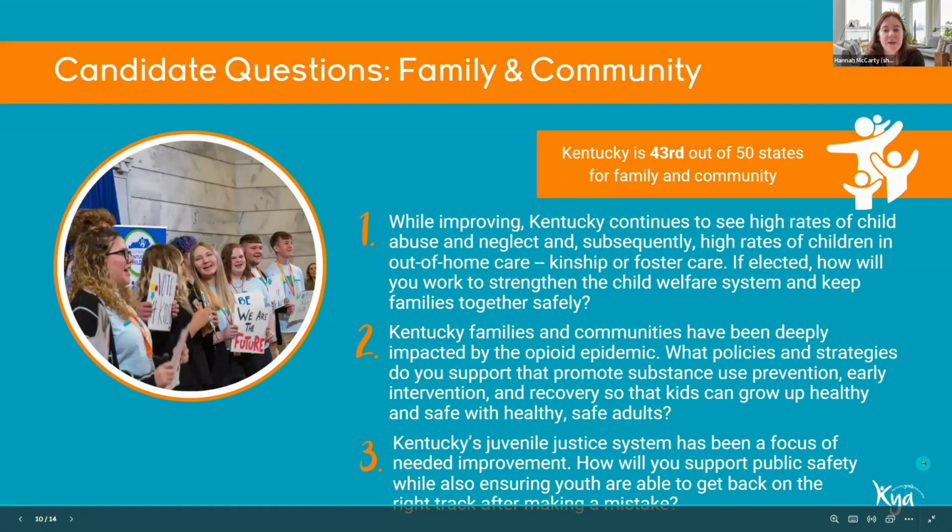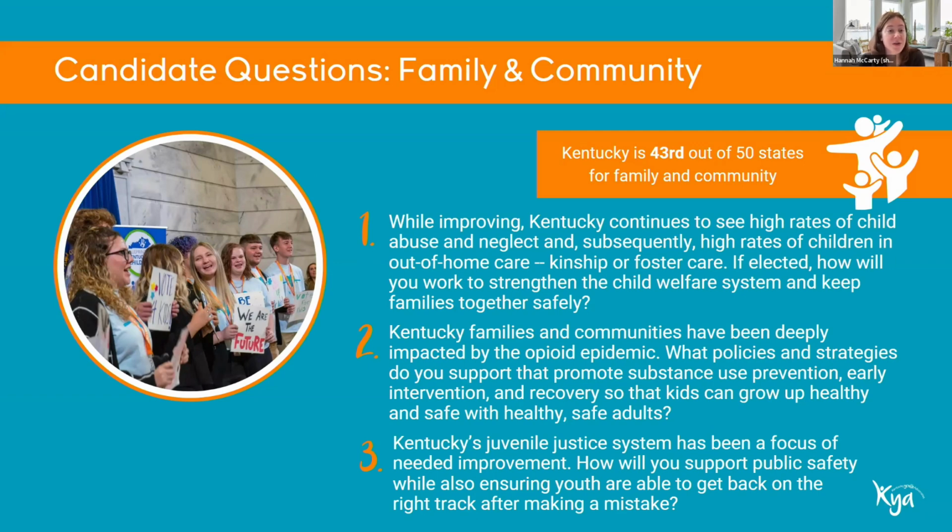And then lastly, family and community. So Kentucky ranks 43rd out of 50 states for family and community. So engaging questions like, if elected, how will you work to strengthen the child welfare system and keep families together safely? Kentucky families and communities have been deeply impacted by the opioid epidemic. So what policies and strategies do they support that promote substance use prevention, early intervention, and recovery? Engaging questions around the juvenile justice system. How will they support public safety while also ensuring youth are able to get back on the right track after making a mistake? These are just a couple examples. All of these will be available afterwards.